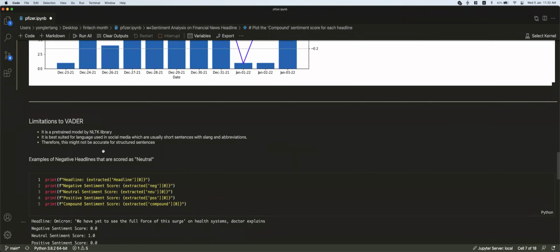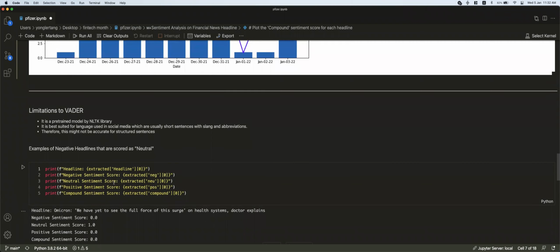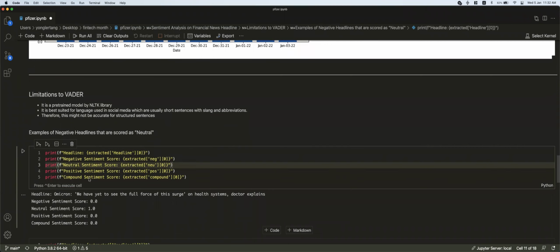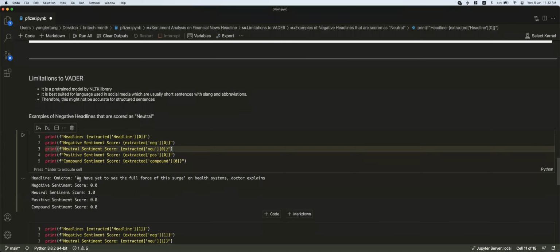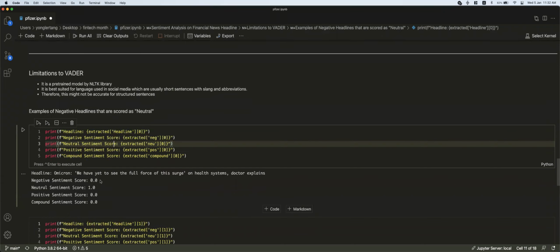What I mean by that is, based on what I scraped and scored, here are some of the headlines that don't really make sense. For example, for a negative headline like "Omicron, we have yet to see the full force of this surge on health systems," this sounds like quite a negative and not a nice headline, but VADER actually scores it as neutral.